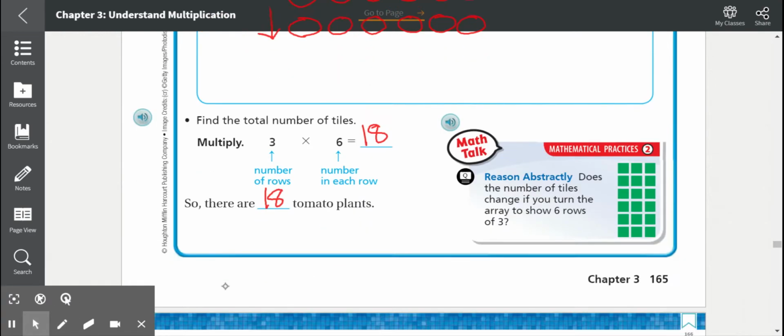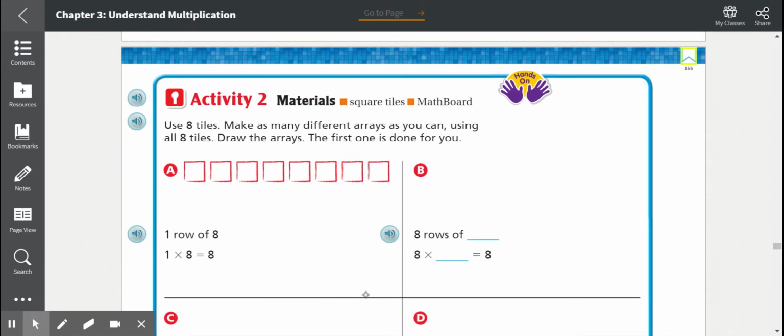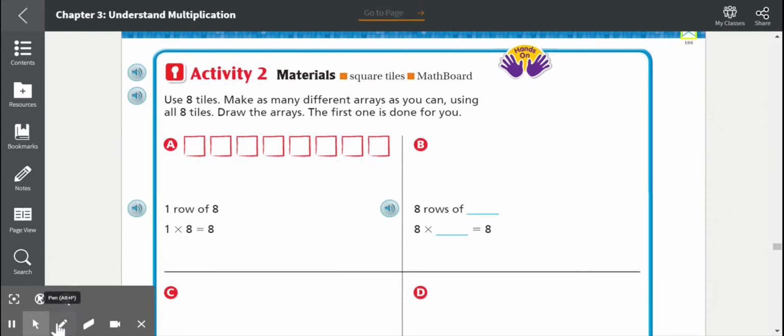Okay, let's do another one. Turn the page. Use 8 tiles. Make as many different arrays as you can using all 8 tiles. Draw the arrays. The first one has been done for you. So they did 1 row of 8. 1, 2, 3, 4, 5, 6, 7, 8. So that's 1 row of 8. So that's 1 times 8 equals 8.